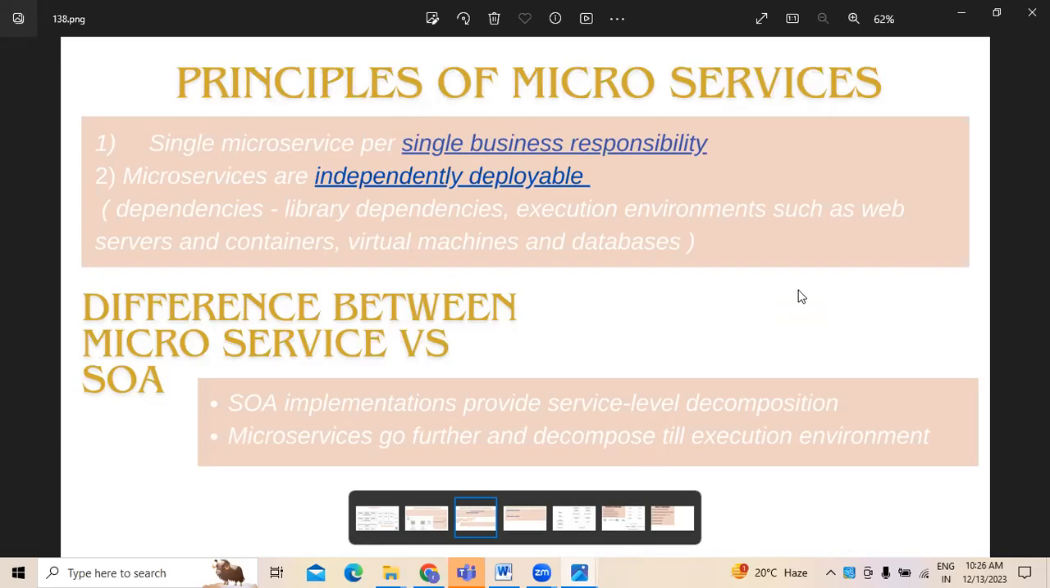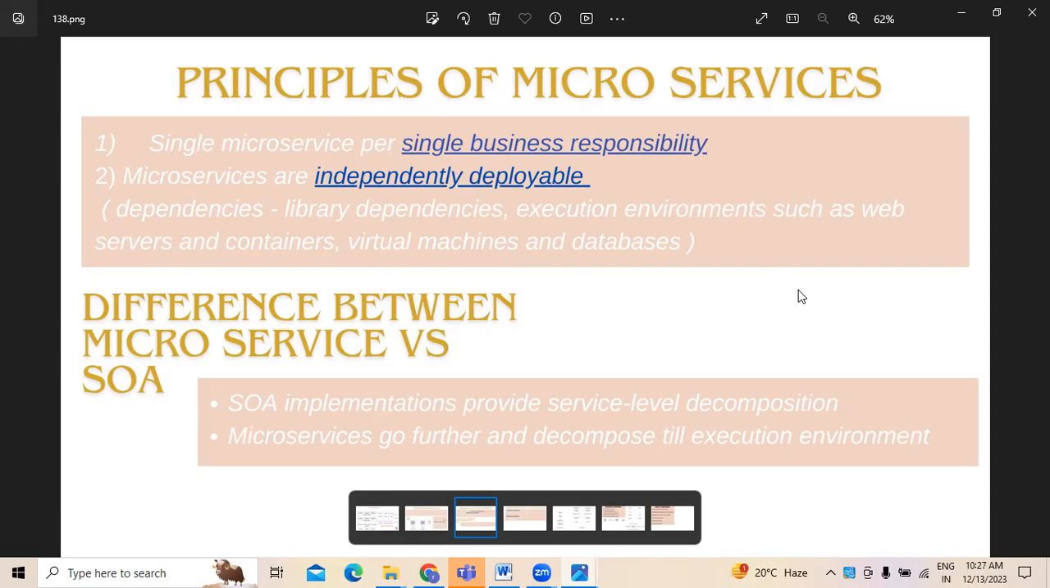Now, when you see the difference between microservices and service-oriented architecture, right? There are two things, because in the beginning yesterday we even discussed the differences of microservices, service-oriented architecture, and at the same time the monolithic approach. The monolithic approach, of course, we have discussed as well. Now, when we see the difference between microservices and service-oriented architecture, SOA implementations provide whatever decomposition we do from the service level point of view.